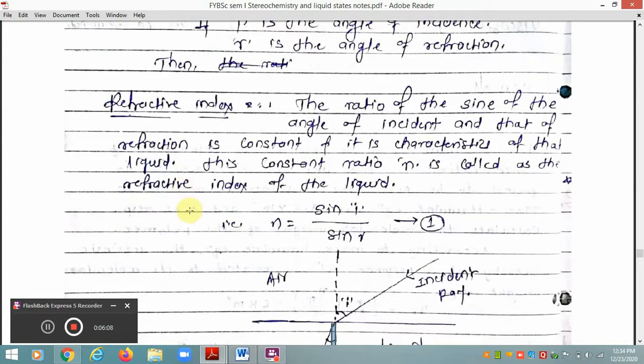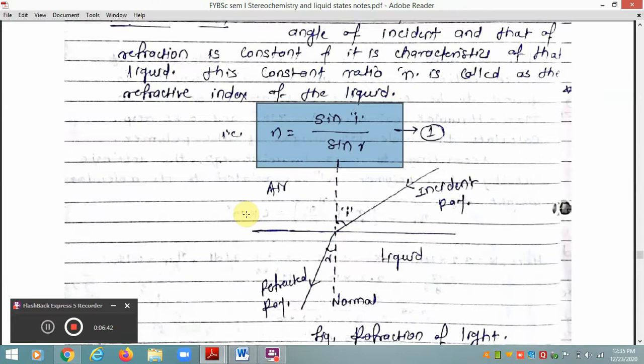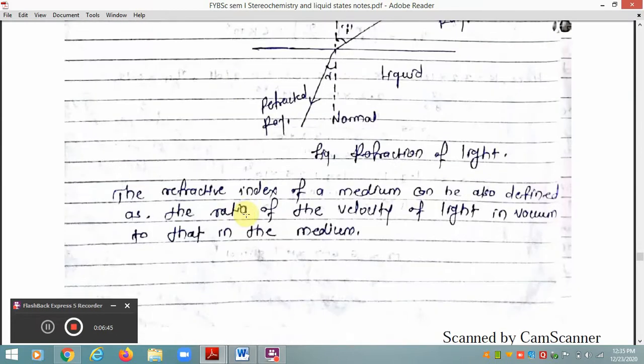Then the refractive index can be defined. The ratio of the sine of the angle of incidence to the sine of the angle of refraction is constant, and it is the characteristic of that liquid. This constant ratio is called the refractive index. So this is the important thing to define the refractive index: the ratio of the sine of the angle of incidence to the sine of the angle of refraction.